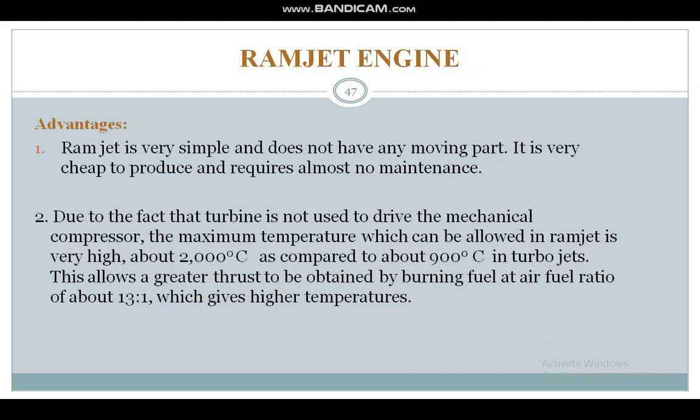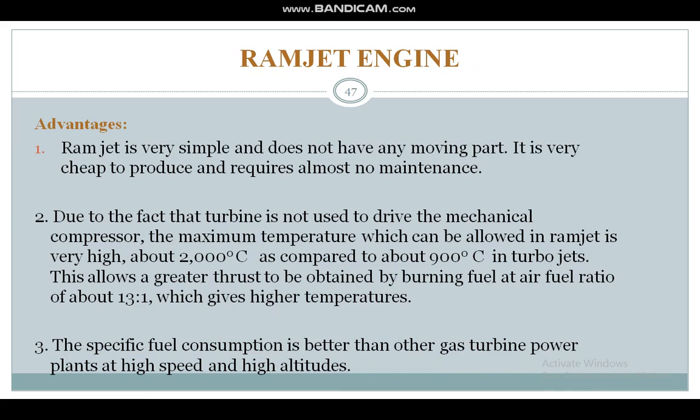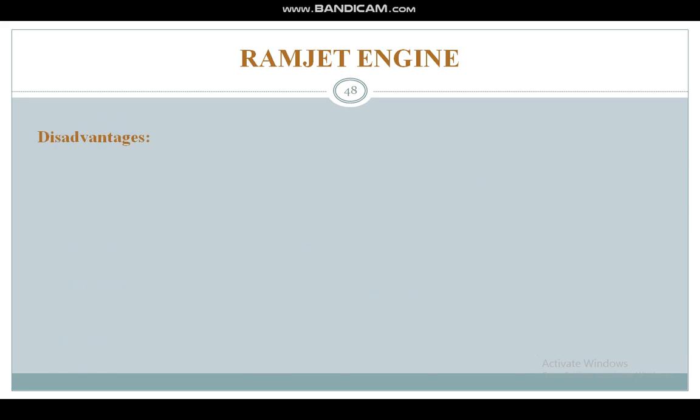Due to the fact that a turbine is not used to drive the mechanical compressor, the maximum temperature which can be allowed in a ramjet is very high, about 2000 degrees Celsius as compared to 900 degrees Celsius in turbojets. This allows a greater thrust to be obtained by burning fuel at an air-fuel ratio of about 13:1, which gives higher temperature. The specific fuel consumption is better than other gas turbine power plants at high speed and high altitudes.